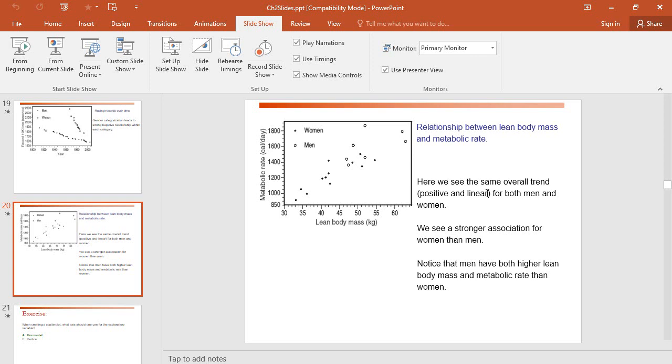We see a stronger association for women than men, because if you look at it, the data points for women are closer together than the ones for men. And also notice that the men have both higher lean body mass and metabolic rate than women.